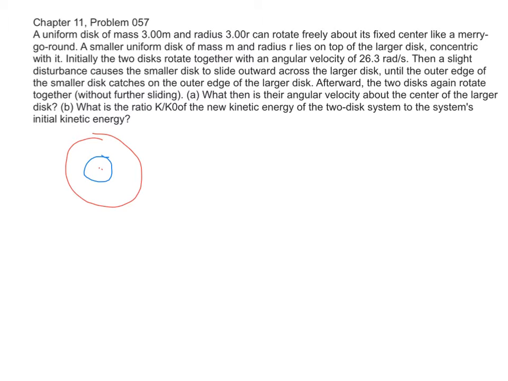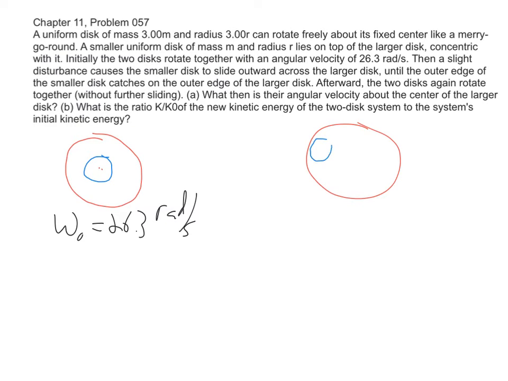They're rotating together with an initial angular speed of 26.3 radians per second. And then some disturbance occurs, causing the small disk to slide outward on the larger disk. So now we have a new situation where we have our larger disk still, but now our small disk is here. It says it's slid until the outer edge has been caught.